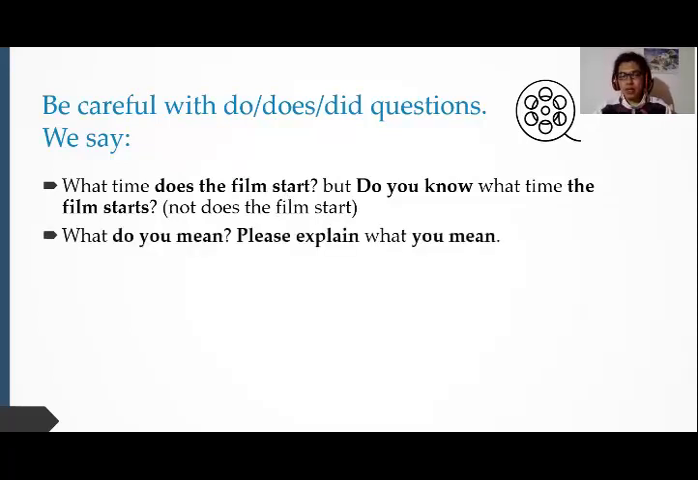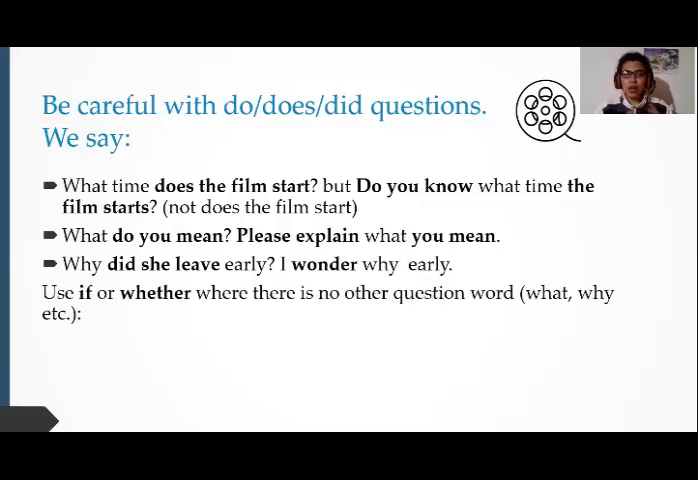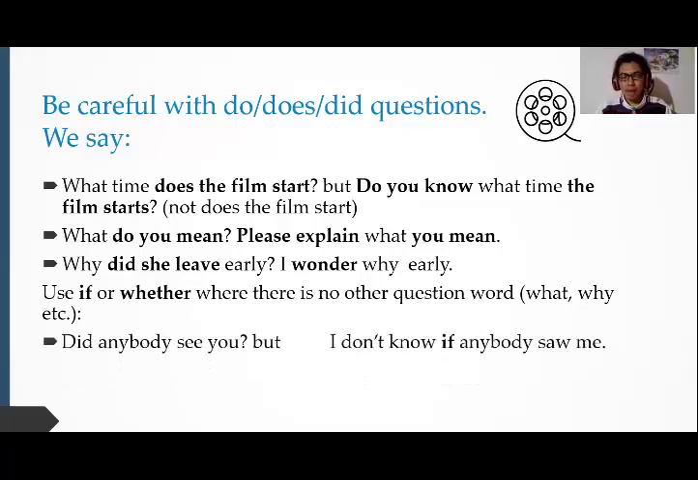What do you mean? Please explain to me. Why did she leave early? I wonder why she left early. Use if or whether. Whether and if mean the same. We use them where there is no other question word, like what, why, etc. For example, did anybody see you? But, I don't know if anybody saw me or whether anybody saw me.